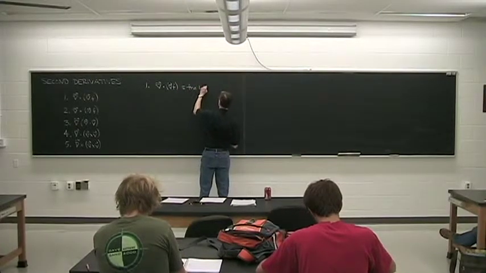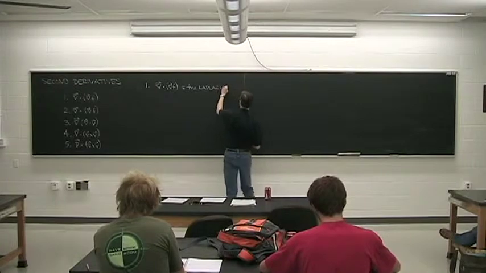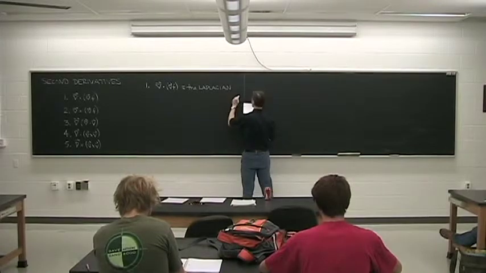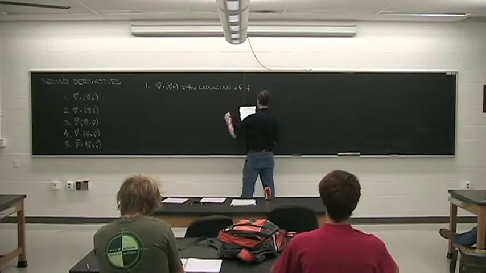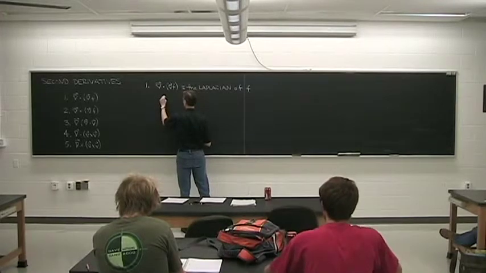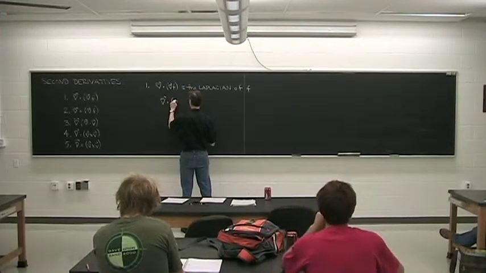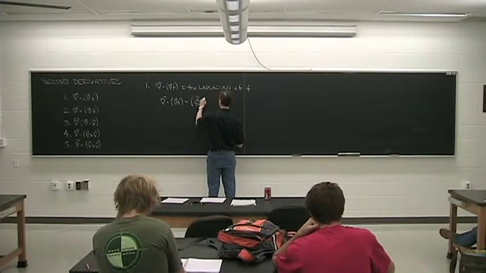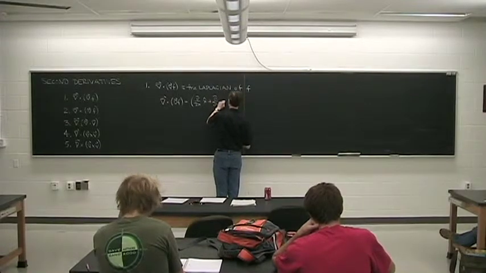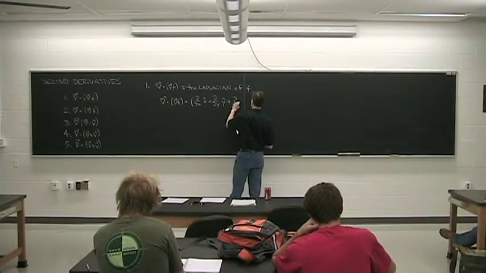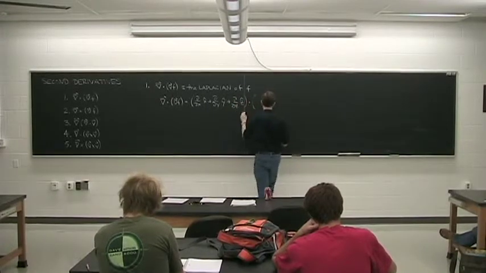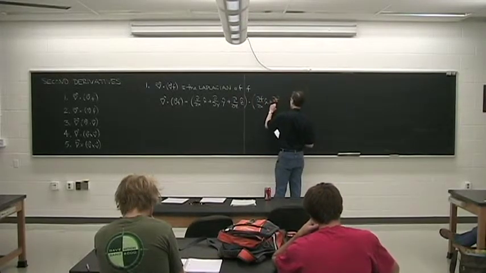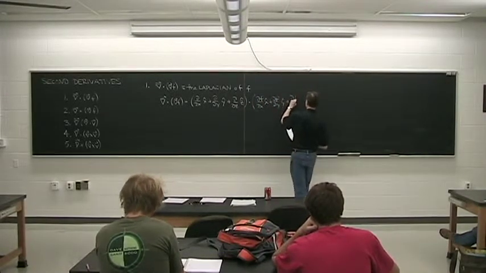That's the Laplacian of f, after good old Pierre Simon de Laplace. And if we just kind of follow what it says there in Cartesian coordinates, div grad f will be d/dx x hat plus d/dy y hat plus d/dz z hat, dotted with df/dx x hat plus df/dy y hat plus df/dz z hat.